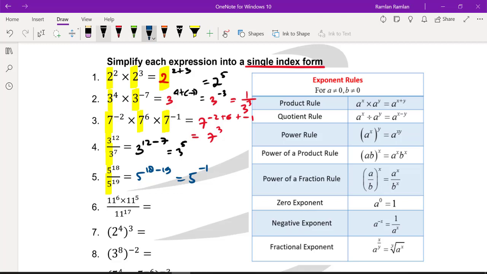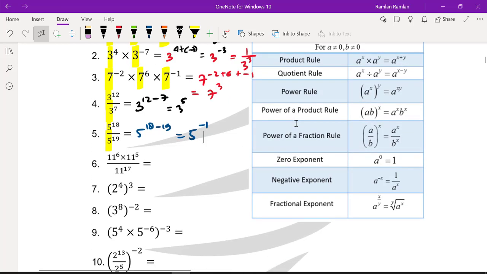Number 6 is the combination of multiplication and division. You can actually do this in a different way, but what I really used to do is to simplify the numerator and then simplify the denominator and then just combine them together.